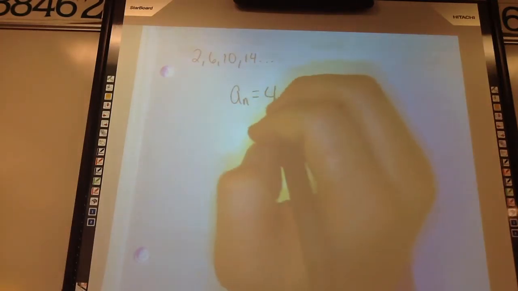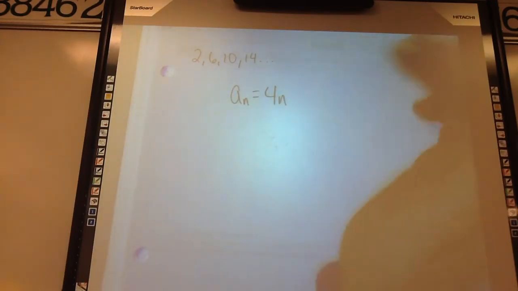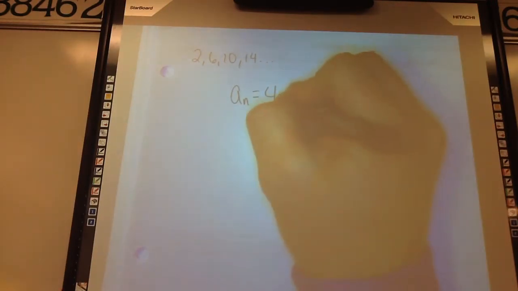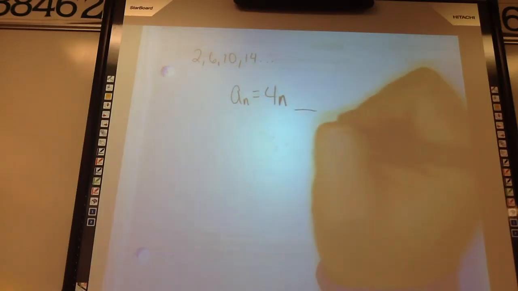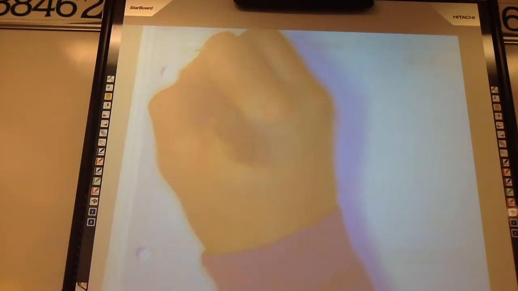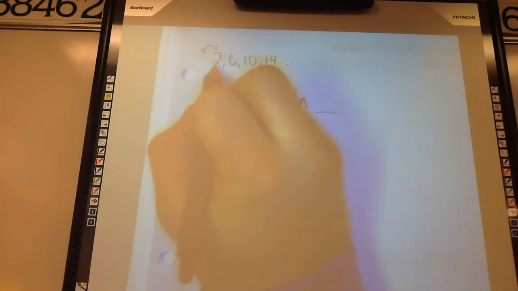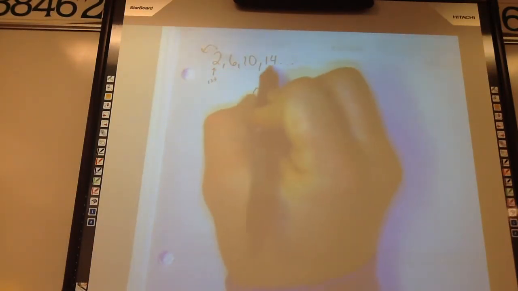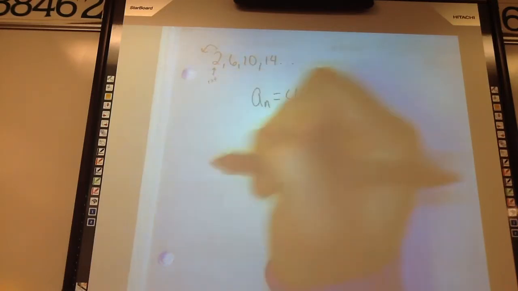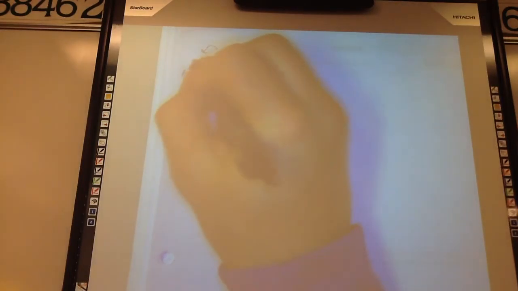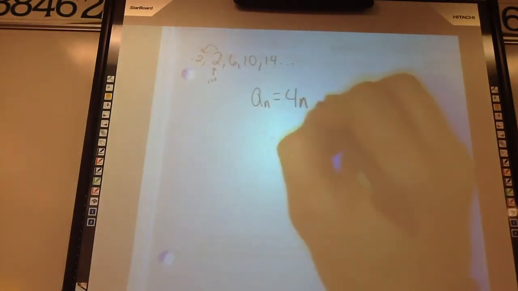Remember y equals mx plus b? If it was slope, you put y equals 4x. Same thing. And then you have to figure out the starting value, right? This isn't the starting value though, that's the first term. So you have to go backwards. Here I'm adding 4 every time. So if I go backwards, 14 minus 4 is 10, 10 minus 4 is 6, 6 minus 4 is 2. If I go backwards one more, what do I get? Negative 2. So 4n minus 2 would be the rule for that sequence.